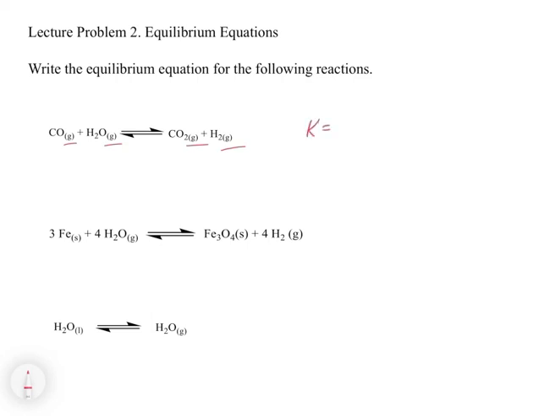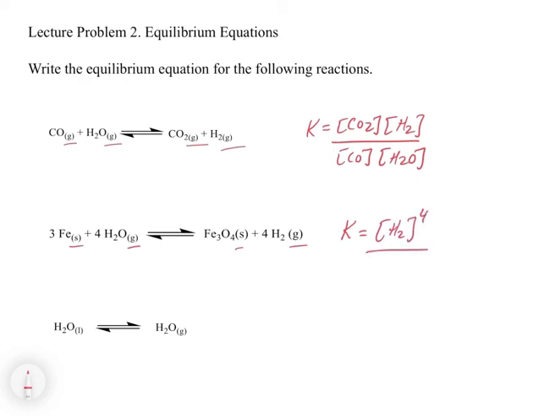So what we're going to do here is write K, our equilibrium constant, equal to the concentration of CO2 to the 1, which is its stoichiometric coefficient, times H2 to the 1, which is its stoichiometric coefficient, divided by CO to the 1, times the concentration of H2O to the 1. And that's how you would write the equilibrium equation for that. Now here we have an interesting one. We've got some solids, and we've got some gases. In this case, we're not going to include anything that's a solid, but we are going to include things that are gases. So K would be equal to the concentration of H2 to the 4th, which is its stoichiometric coefficient, divided by the concentration of H2O to the 4th, which is its stoichiometric coefficient.